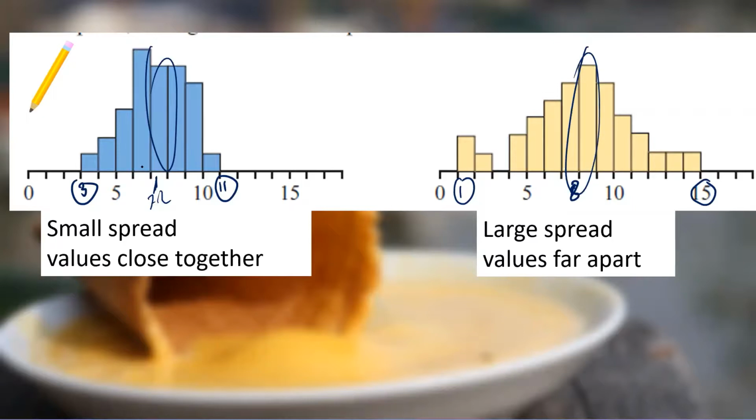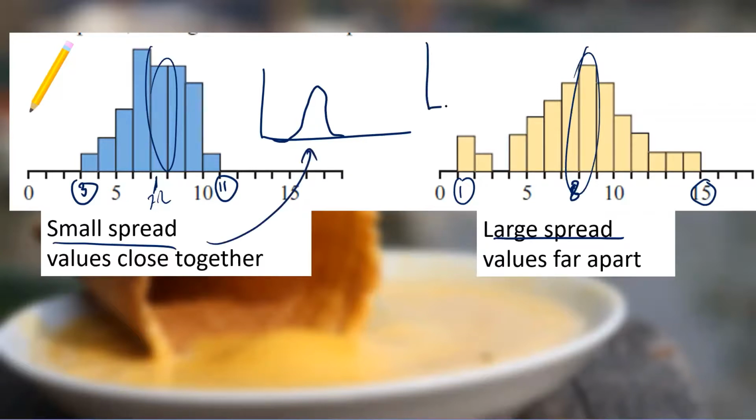So what I would like you guys to do is to jot this down. You don't have to draw a picture as accurate as this. How you would probably draw it is like this. I would go like one like this, and that's what I refer to as a small spread. And a large spread would look more like this.